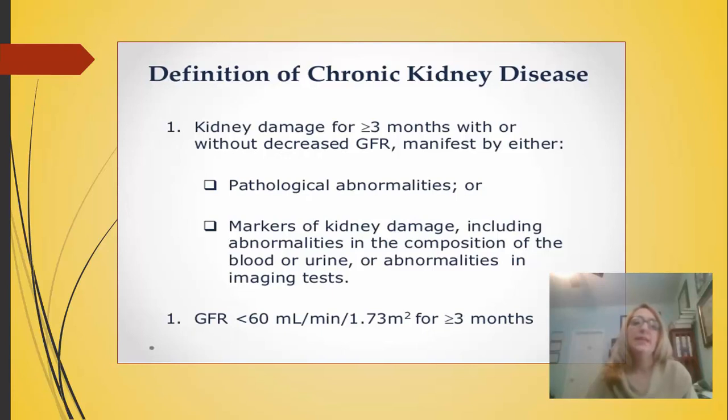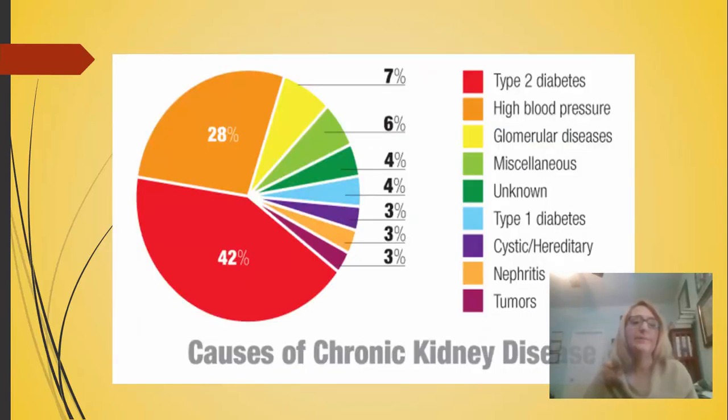This encompasses kidney damage for greater than or equal to 3 months with or without decreased glomerular filtration rate, manifest by either pathological abnormalities or markers of kidney damage, including abnormalities in the composition of the blood or urine or abnormalities in imaging tests, and glomerular filtration rate less than 60 for greater than or equal to 3 months.